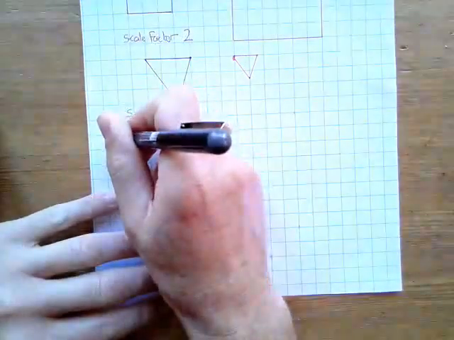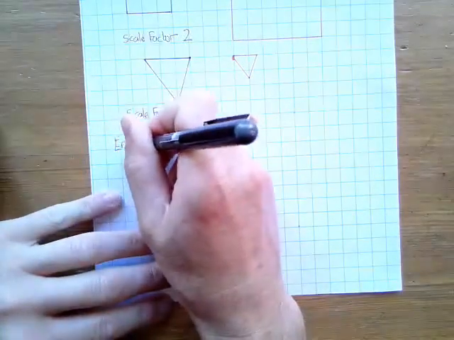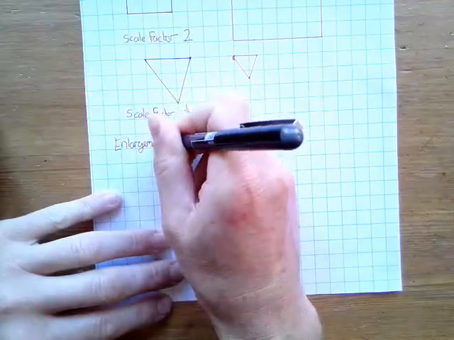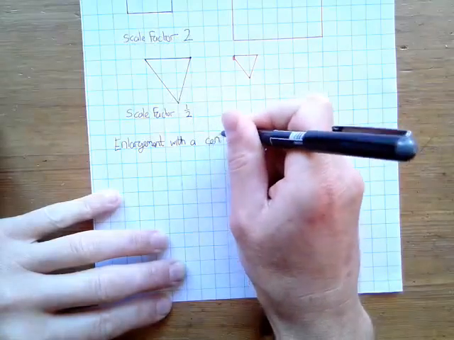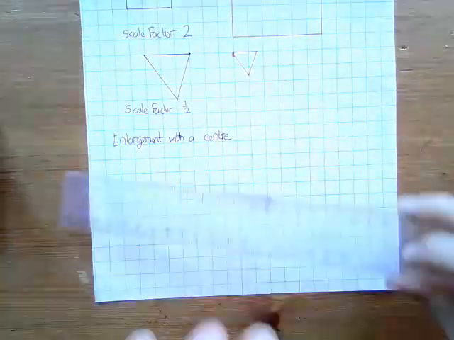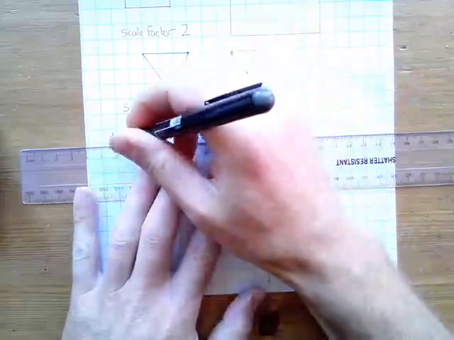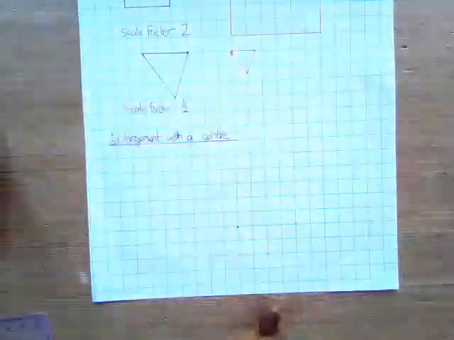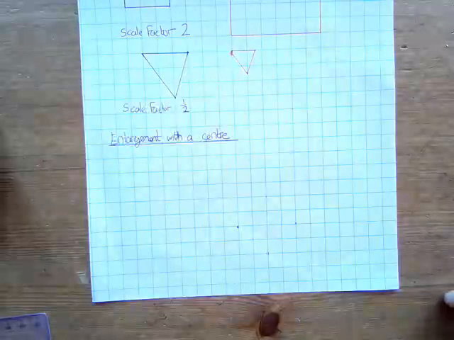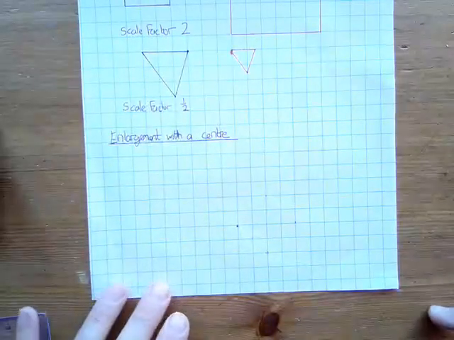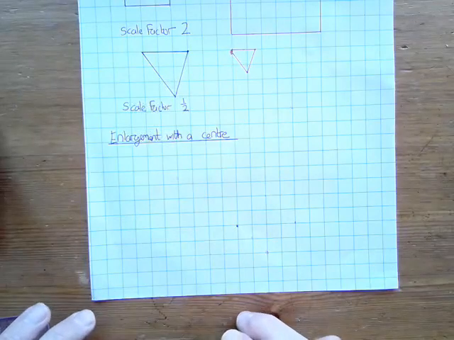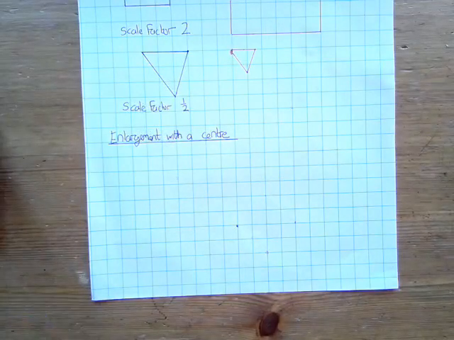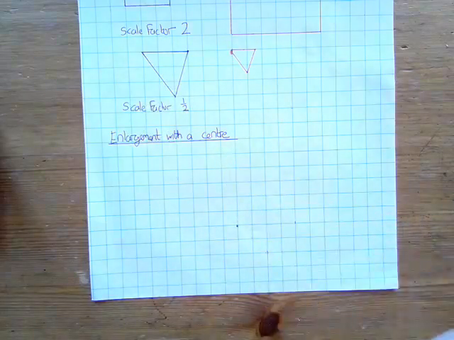I now want to do enlargement with a centre. So what do I mean by this? Well, it's essentially the same thing. I'm going to make a shape larger or smaller by a scale factor. All that's the same. It's just where I draw it on the page is now fixed by something called the centre of enlargement. Let me give you an example.